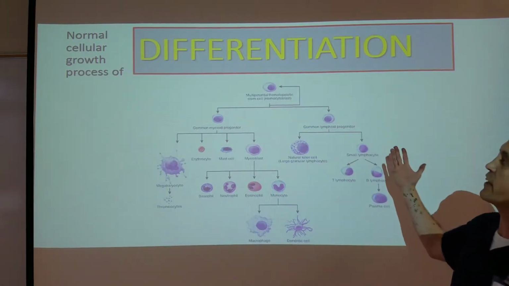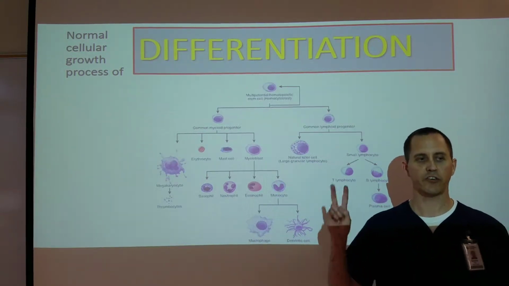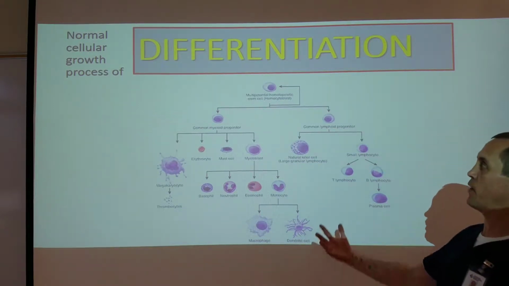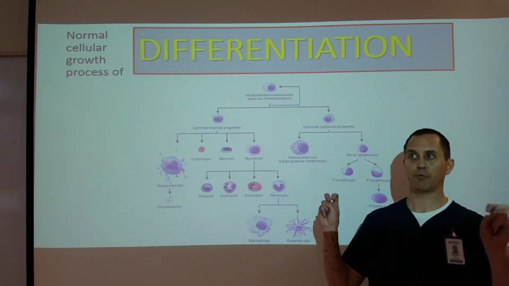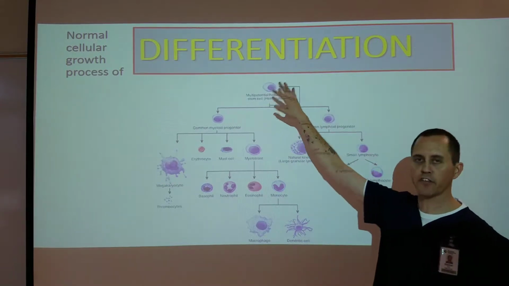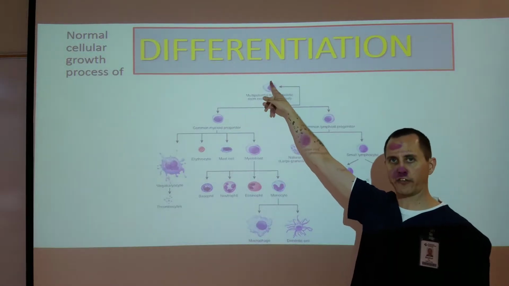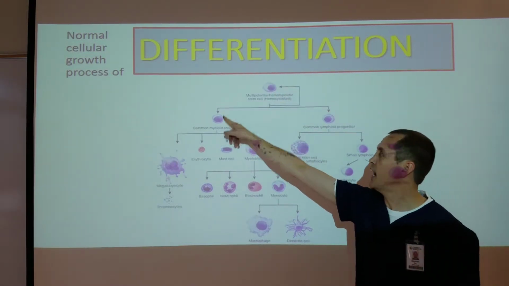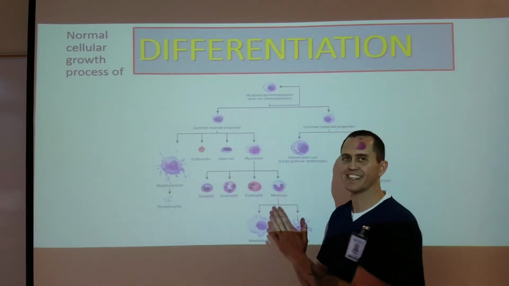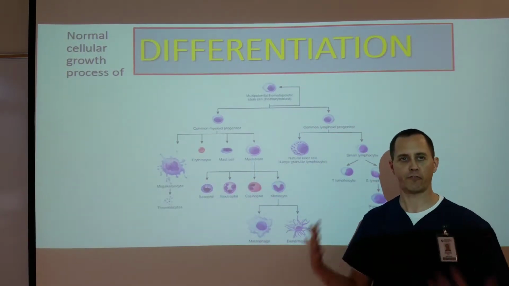So what we're looking at here is the normal cellular growth process called differentiation. All of our normal cells in our body grew up into what they were supposed to be when they grew up. A single normal human cell starts as a stem cell in the beginning of creation, and then it turns from one type into two types and then into several other types, and it differentiates into the cells that they're going to be when they are fully grown, mature cells.